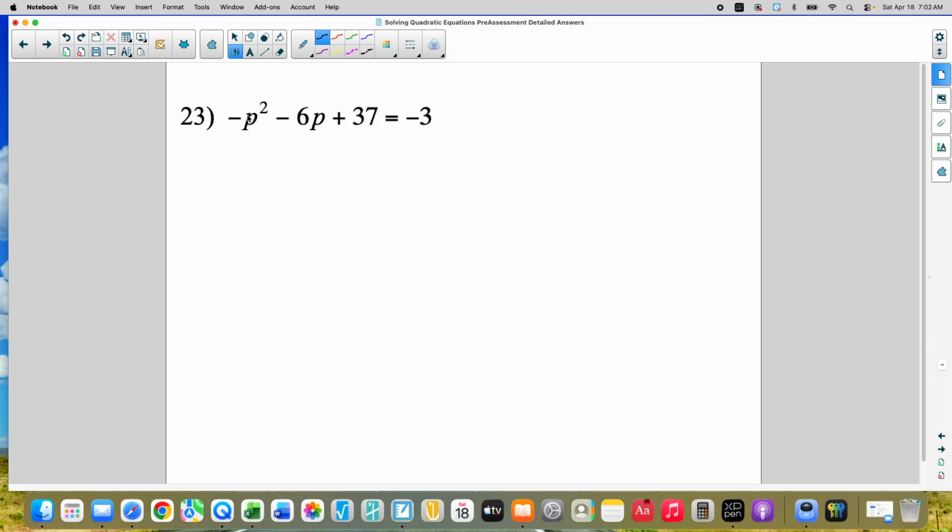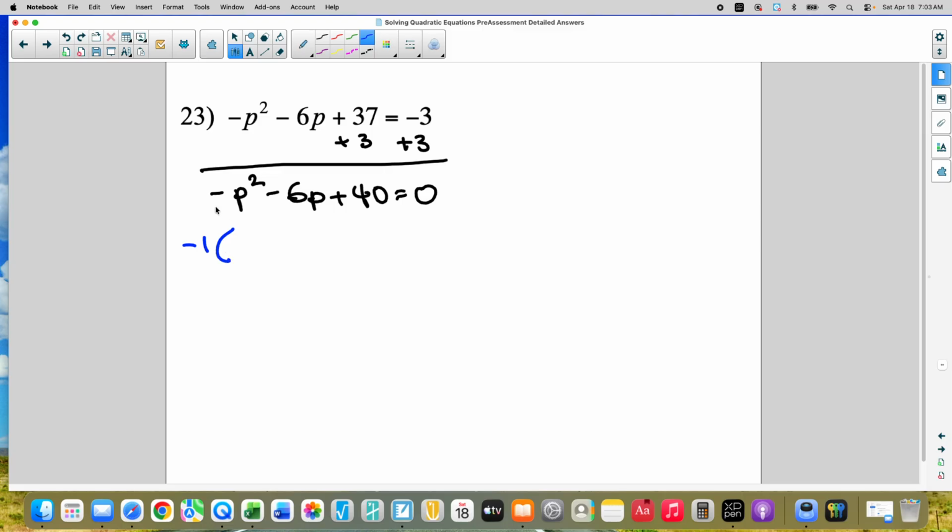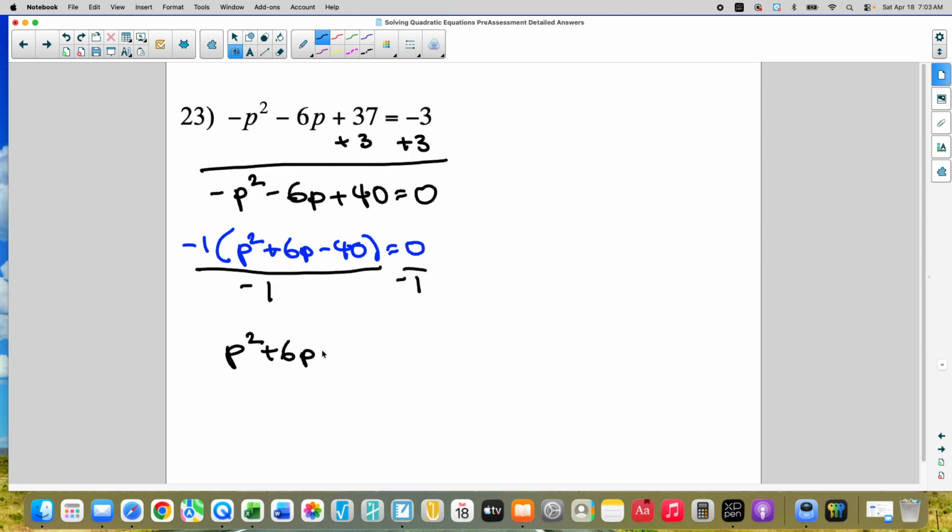So here's an interesting one. So let's set it equal to 0. We haven't done one of these, so this will be good for you to see. Plus 40 equals 0. So let's factor out the negative 1. Leaving us with p squared, we'll take a negative, makes positive 6p. Take a negative, makes negative 40 equals 0. And now let's divide it by negative 1 to get rid of that negative, leaving us with p squared plus 6p minus 40 equals 0.